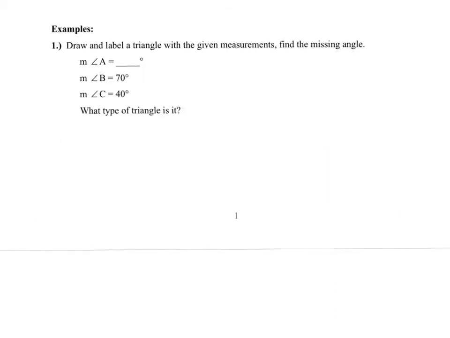So let's do some examples. It says, draw and label a triangle with the given measurements and find the missing angle. Measure angle A. We don't know A. It's telling us B is 70 degrees and C is 40 degrees. So let's draw a triangle and label our angles A, B, and C. We know B is 70 degrees and C is 40 degrees, and we know the total in a triangle is 180 degrees. We're looking for A, so we're going to substitute A with X.